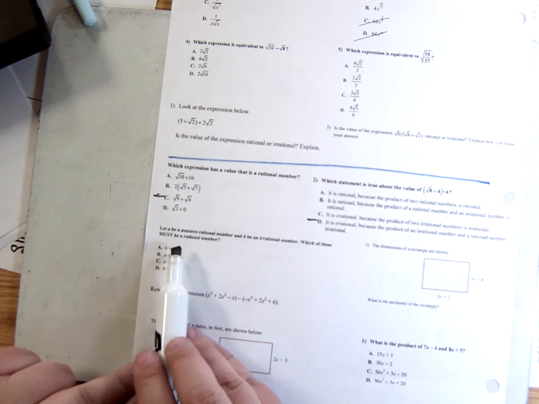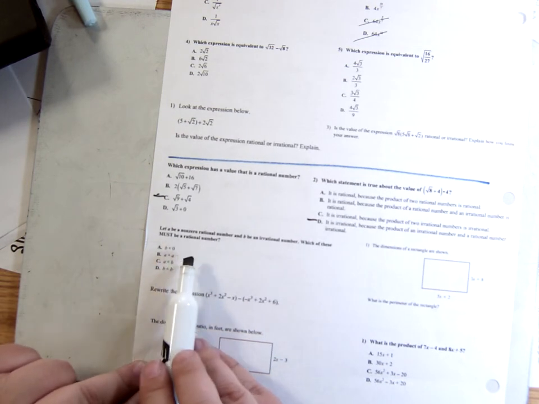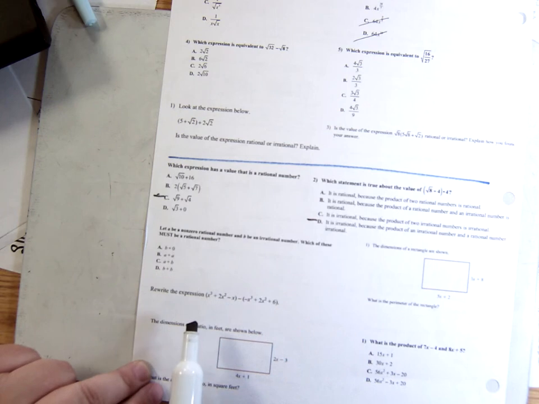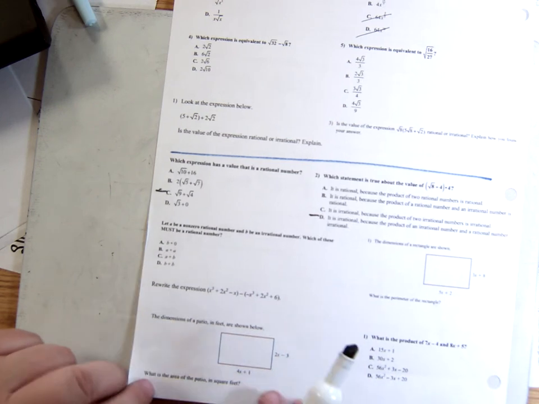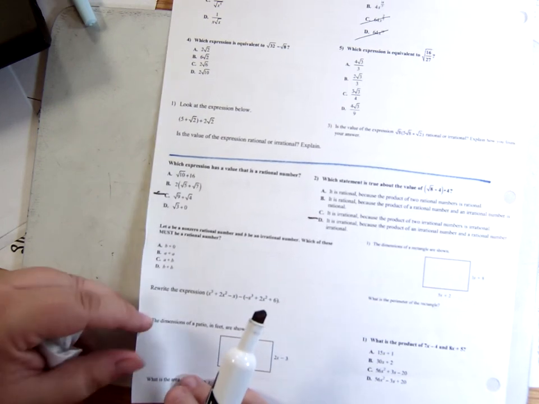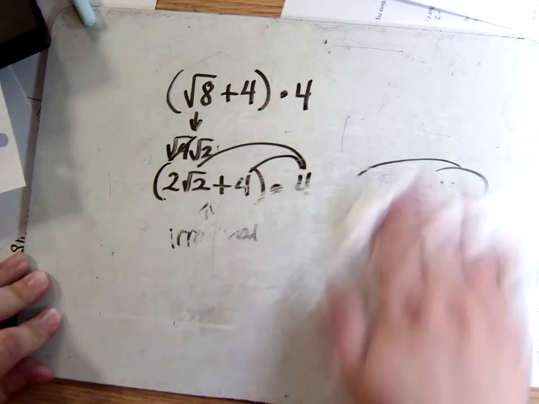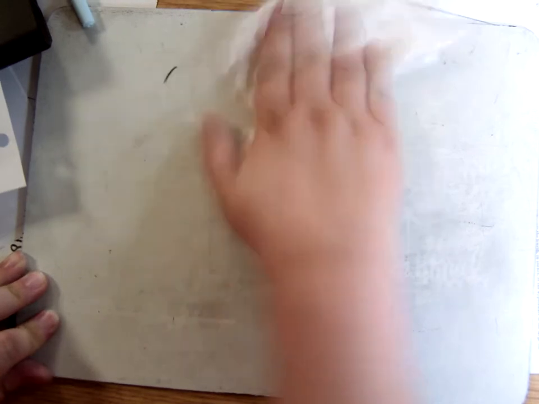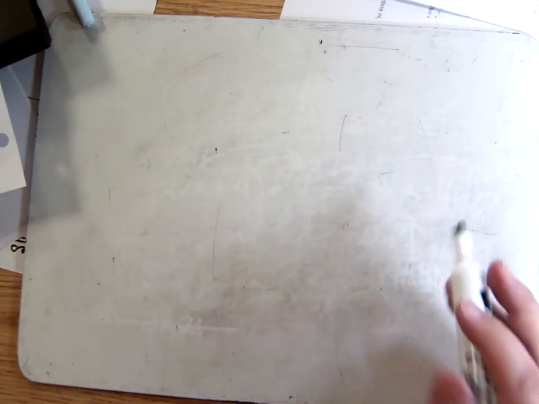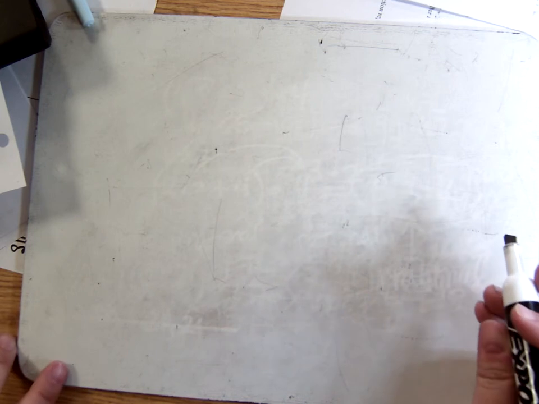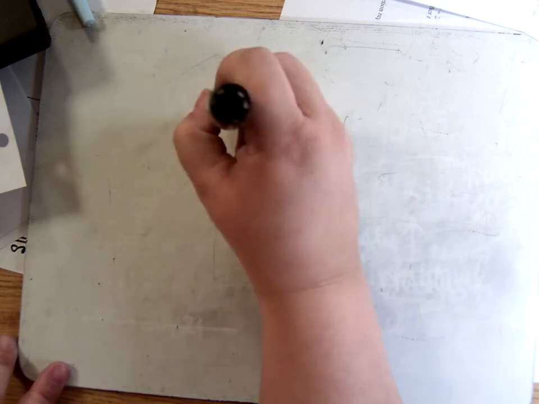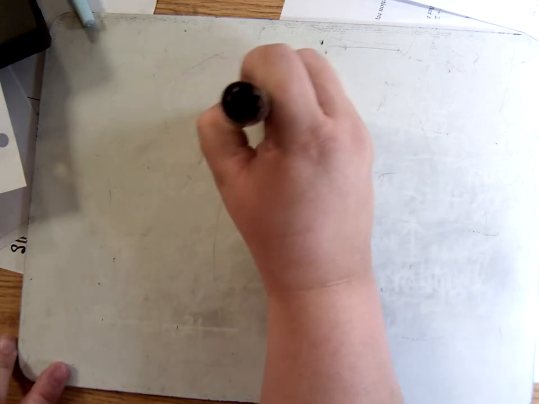Next one, let A be a non-zero rational number and B be an irrational number. Which of these must be rational? One thing you can do on this is you can make something up. You have to remember that you made it up. In other words, remember that it's not necessarily absolutely true that this is what A equals and this is what B equals. But it says A is a non-zero rational number, okay?